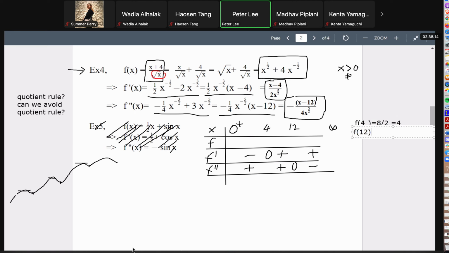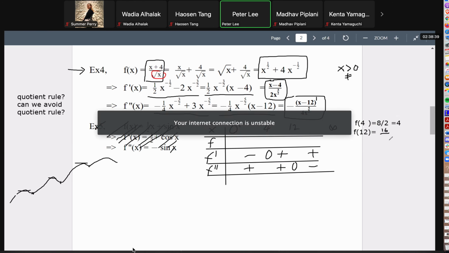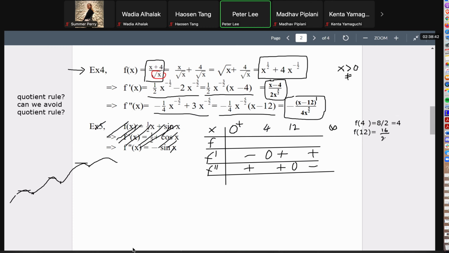F at 12 is equal to, this will be a little bit more complicated. F at 12 will be 12 plus 4, which is 16. So we get 16 over square root of 3, so we get 8 over square root of 3. So 4 here, I can plug it in right here. And at 12, we have 8 over square root of 3. Or you can rationalize if you like, but you don't have to, unless there's a reason to rationalize. So this is 8 over square root of 3. Okay.